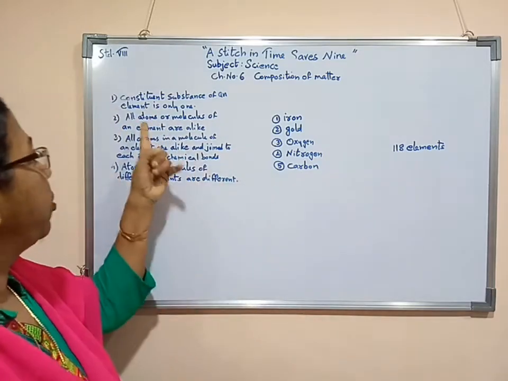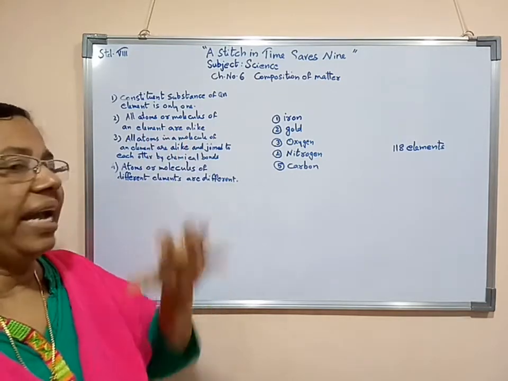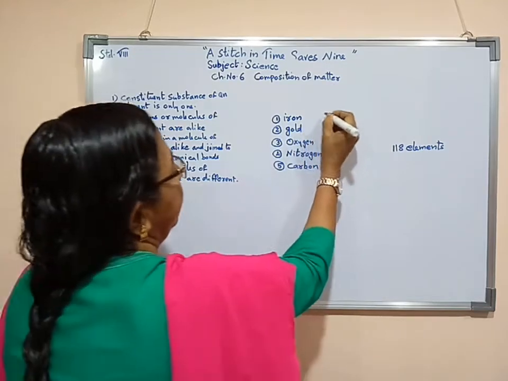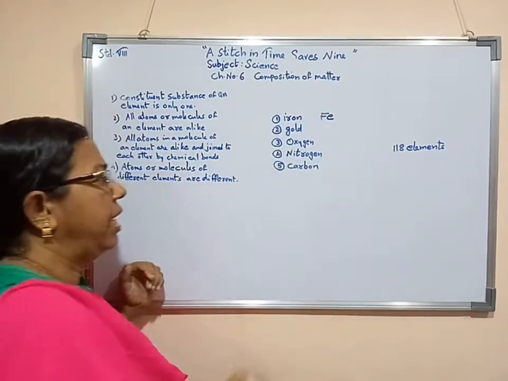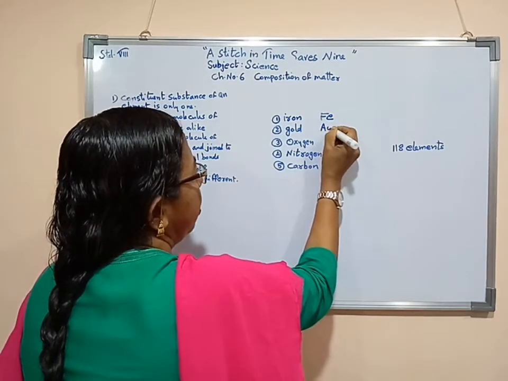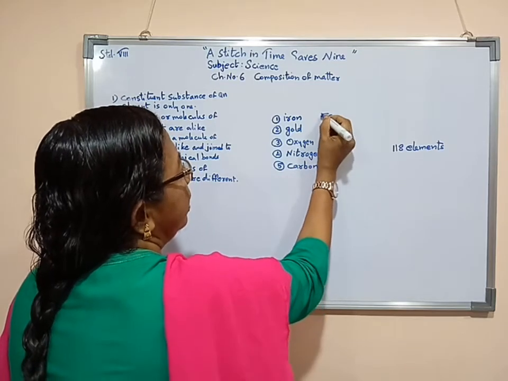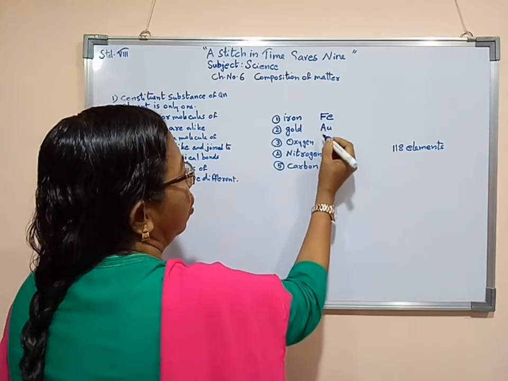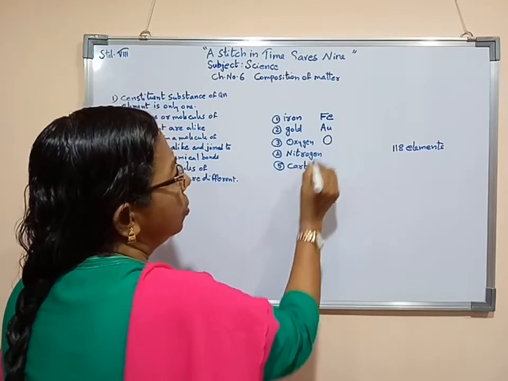Now, second point: all atoms or molecules of an element are alike. Now, iron, its symbol is Fe; gold, its symbol is Au. First letter capital, second letter small. Oxygen is only O, that is the symbol.